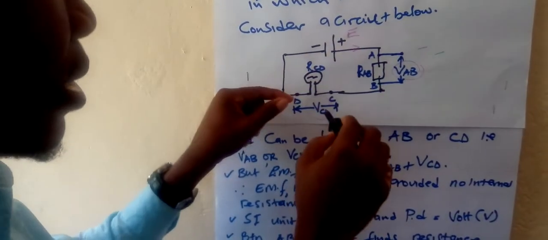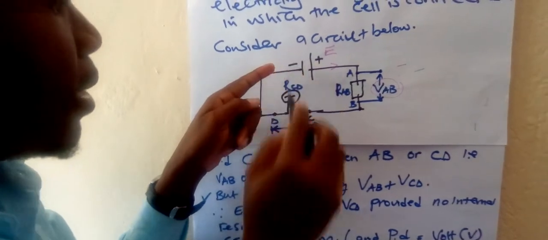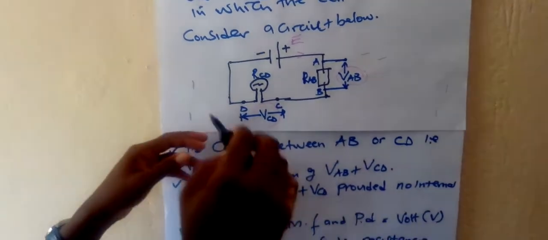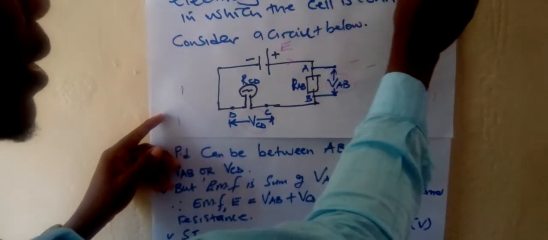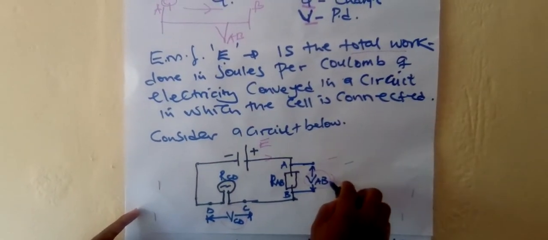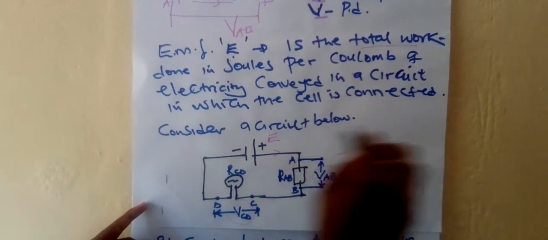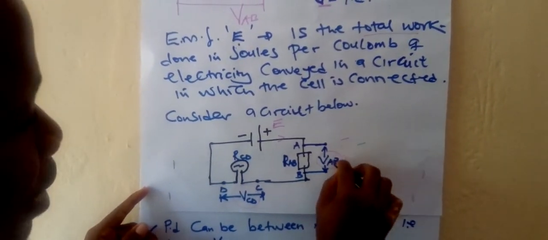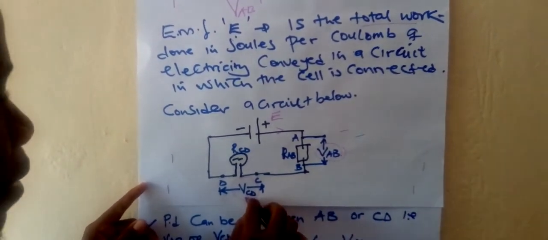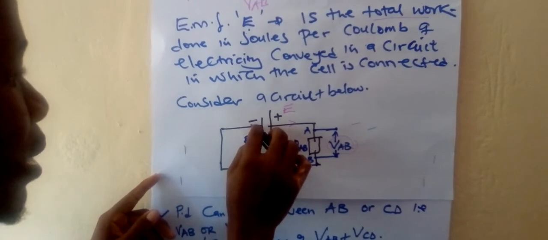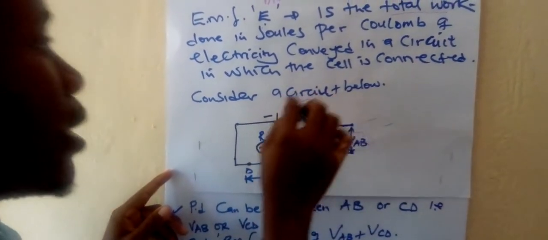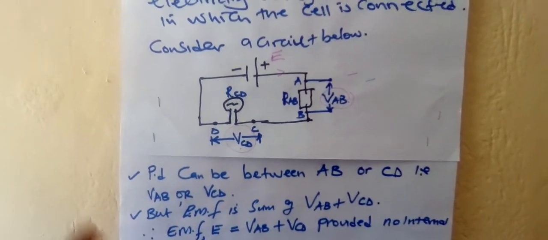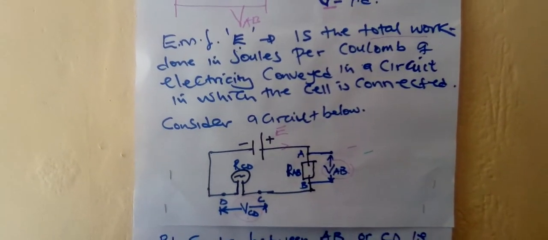If there is internal resistance, we also add up the PD across the internal resistance, and therefore that's why we say it is the total work done. Remember we said work done when a coulomb of charge moves from one point to another is PD. So if we look at the work done here and add the work done here, and if there is internal resistance, we also add the work done due to internal resistance, then the total work done altogether gives us what we call the EMF. In other words, EMF is the summation of the individual PDs within a circuit.